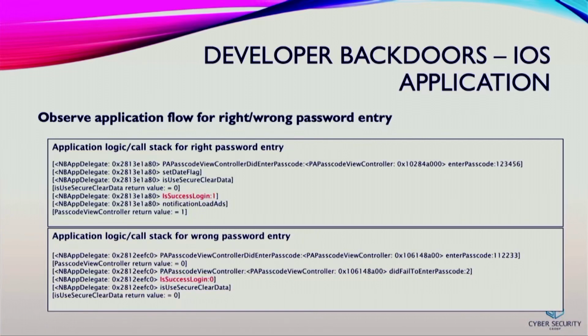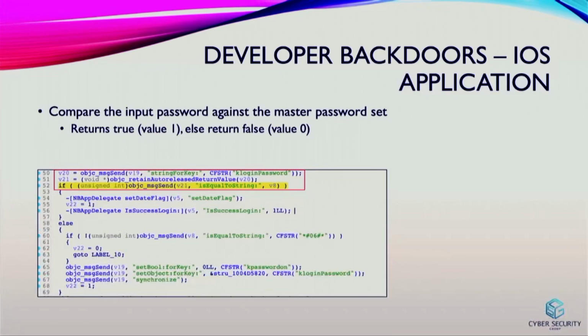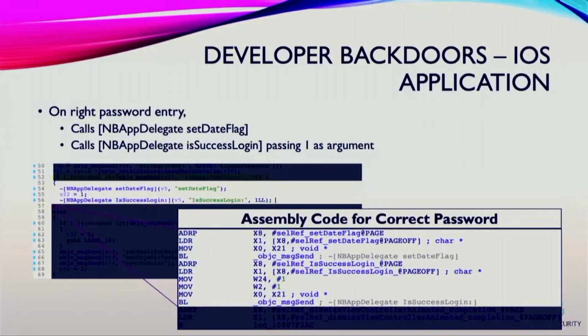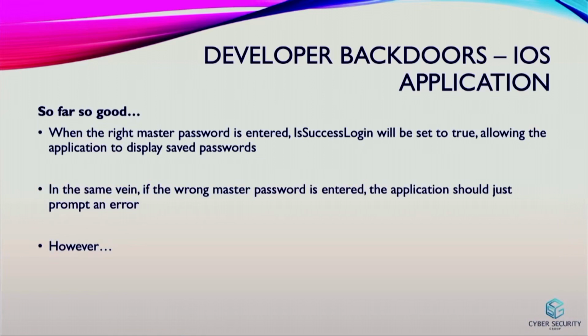Looking closer into this function, we see that it's just doing a simple string comparison where it is comparing the input password versus the master password. If both strings are equal, it returns true. If not, it returns false. And when we look into the assembly code for this section, we see that when you enter the right password, it calls setDateFlag and then calls isSuccessLogin passing 1 as the argument. So we now know that when you key in the right master password, isSuccessLogin will be called with the parameter true, and then it will display all the safe passwords.